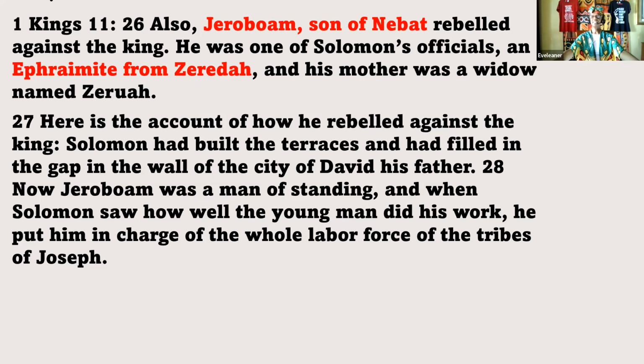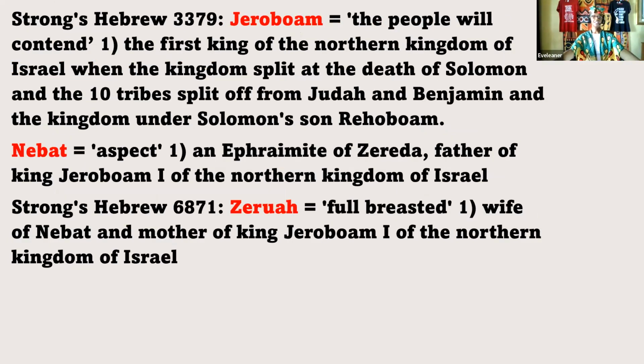Solomon had built the terraces and had filled in the gaps in the wall of the city of David, his father. Now, Jeroboam was a man of standing. And when Solomon saw how well the young man did his work, he put him in charge of the whole labor force of the tribes of Joseph. So you see, Solomon thought a lot of Jeroboam. But we will see if that continues, as we know it won't. We've already read about Hadad. So in the Strong's Hebrew Concordance, it says that Jeroboam's name means the people will contend.